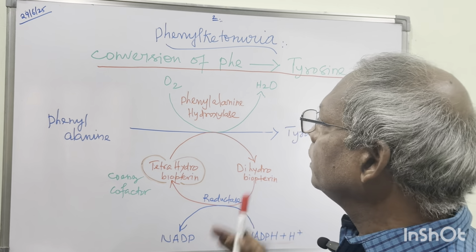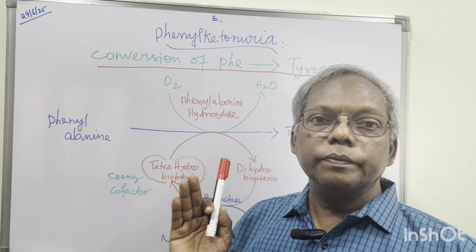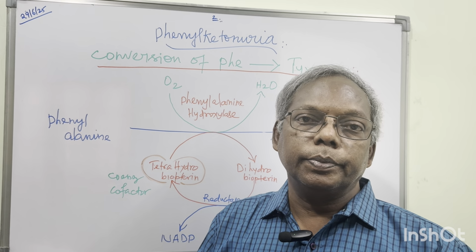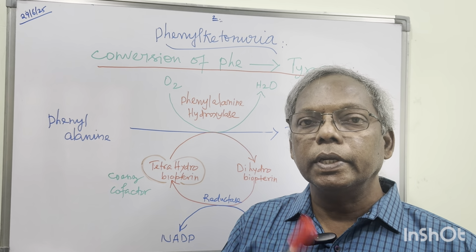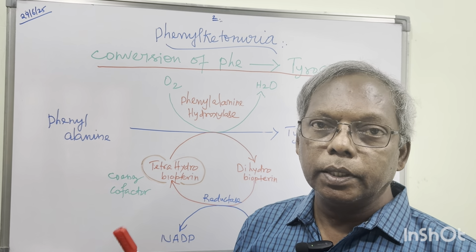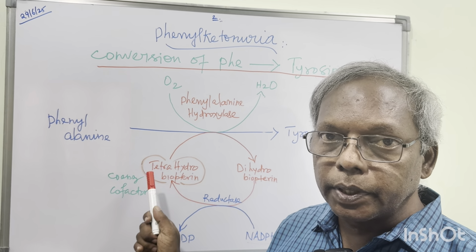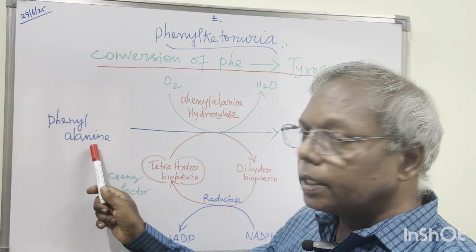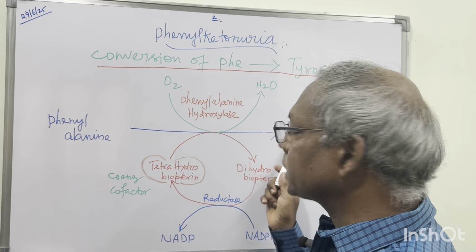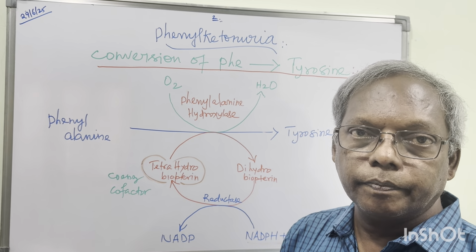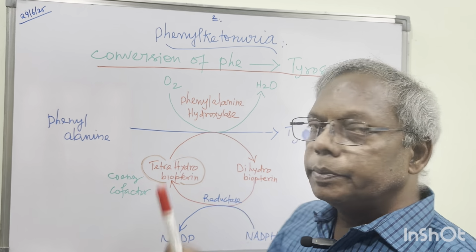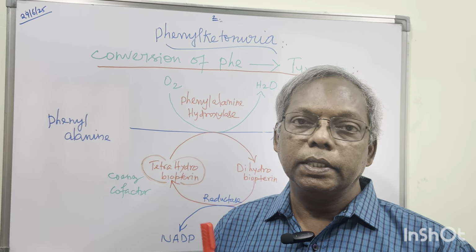Before going to the description of the disease, first we have to draw the reaction of how phenylalanine gets converted into tyrosine. Very important first point for phenylketonuria: the amino acid phenylalanine is always converted into tyrosine. For this conversion, the first enzyme needed is phenylalanine hydroxylase.